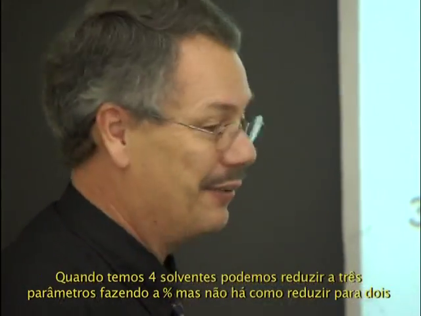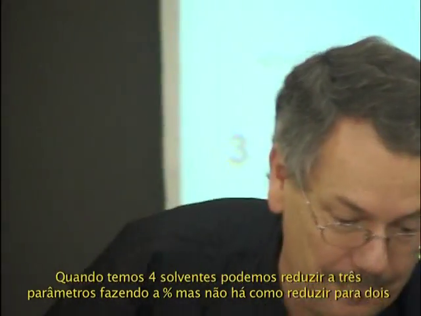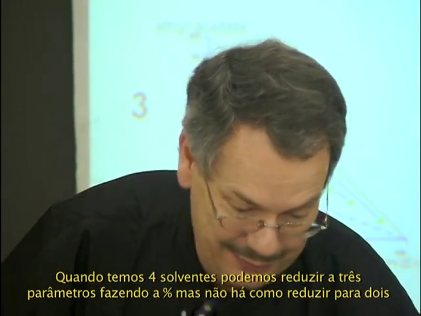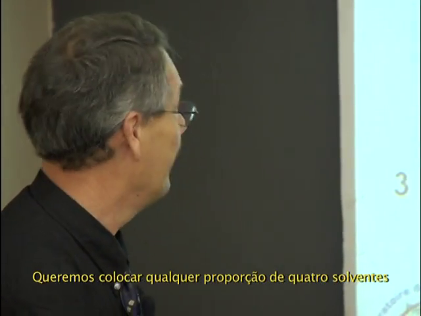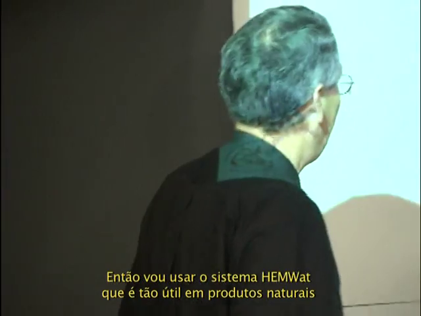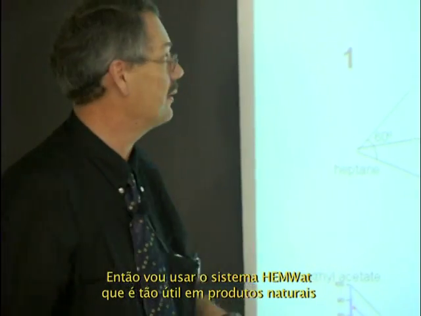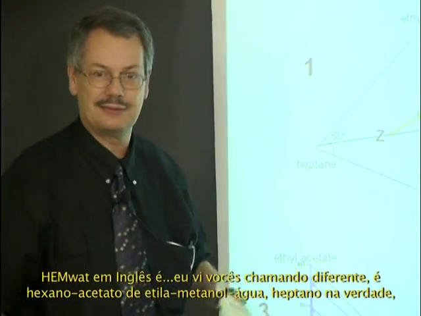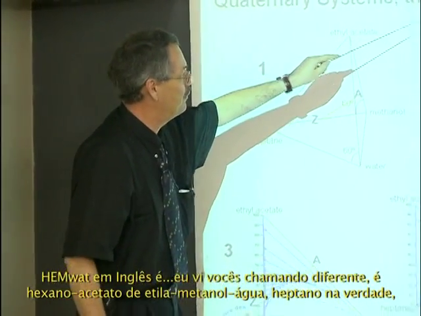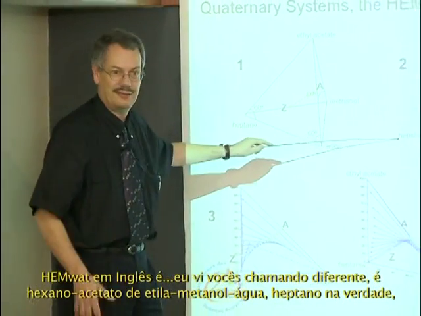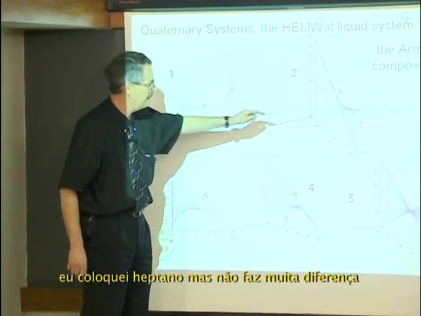So when we have 4 solvents, we can reduce to 3 parameters making percentage, but there is no way to go down to 2. We want to put any proportion of 4 solvents. So I put light on this HEMWAT system because it's very useful for natural products. So HEMWAT in English, I saw you are calling it differently. It means hexane, ethyl acetate, methanol, water. Heptane, actually. I put heptane. It's not big difference. Heptane, ethyl acetate, methanol, water.